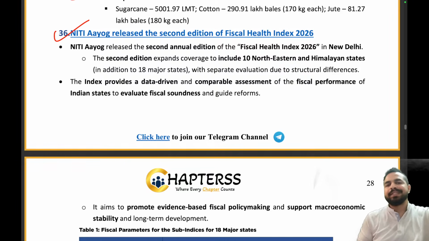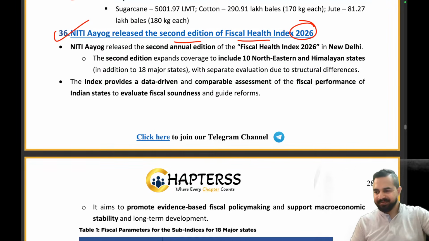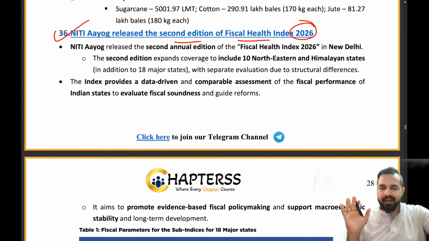NITI Aayog has released the second edition of the Fiscal Health Index 2026. My dear friends, we always say that for the NABARD aspirants the other data is important, but why are we not covering the other data for now for the NABARD aspirants? Does any person know the answer to that question? The reason behind that is that the data is basically of the second advanced estimates. By the time the NABARD examination comes, we will have the updated values. So that is why we are not covering it for the NABARD exam for now.